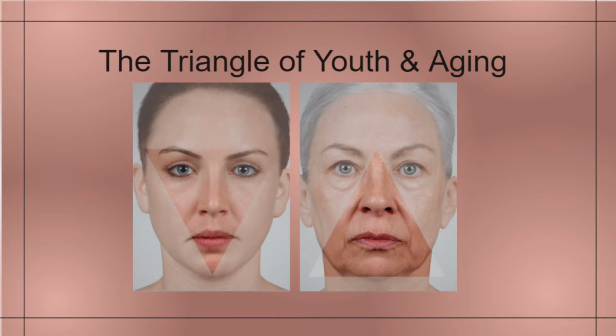Now look to the right, and you see the triangle has inverted. So the triangle of aging has hit. We now have loss of fat, loss of these fat pads. So we have 9 fat pads on either side of the face that extend beneath the orbit and that extend all the way down to the jawline. And that's important because we begin to lose fat in our face as we age.